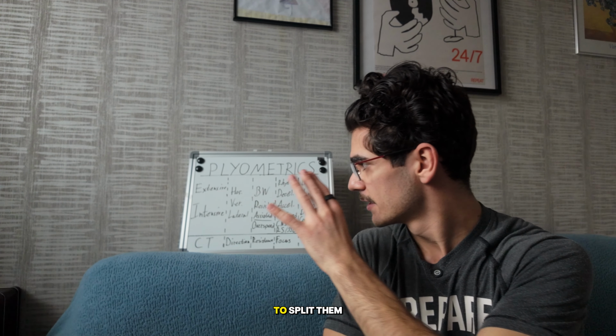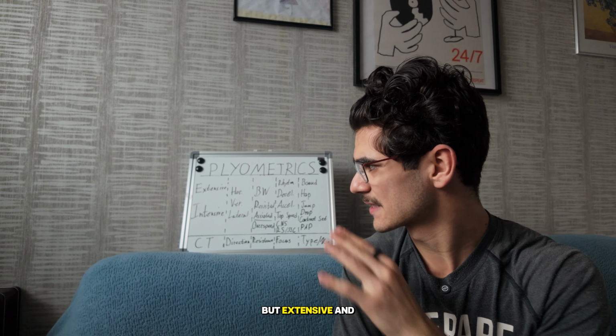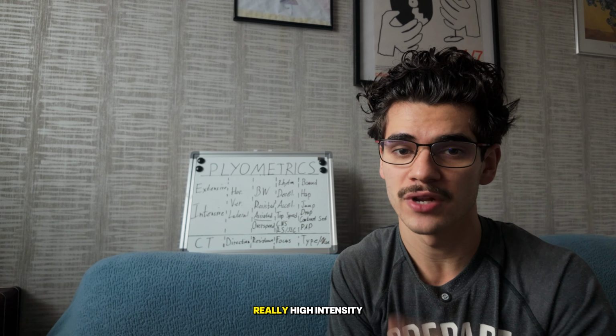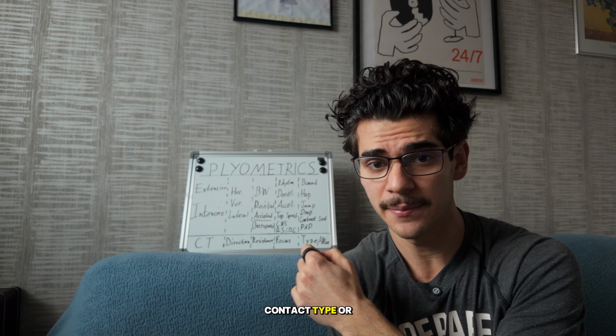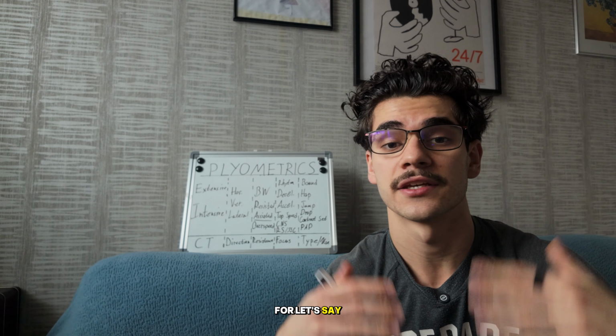A lot of people like to separate them by intensity, but extensive and intensive plyometrics can both be really high intensity. So I like to differentiate them by contact type or ground contact time. Extensive plyometrics are usually exercises which have shorter ground contact times, which are done for higher repetitions. This will be things like pogo jumps, single leg hops, bounce, and things which you do repetitively for rhythm, for coordination, and for, let's say, fluidity.